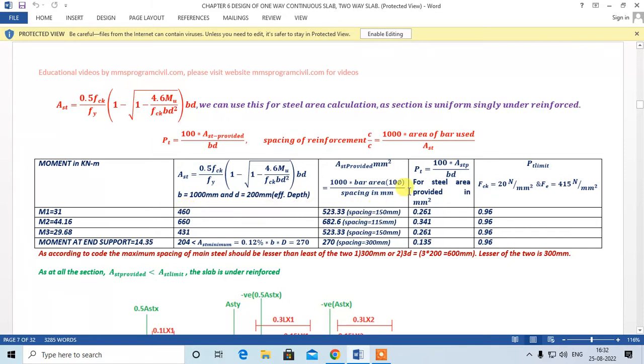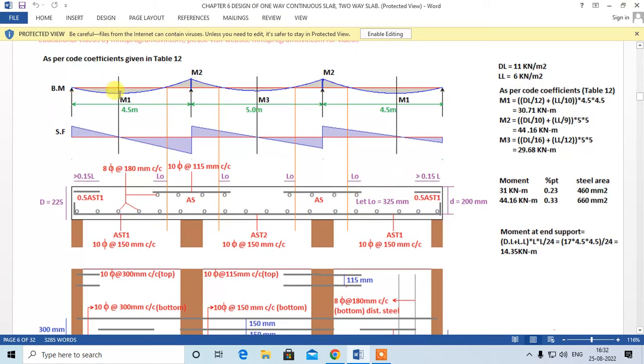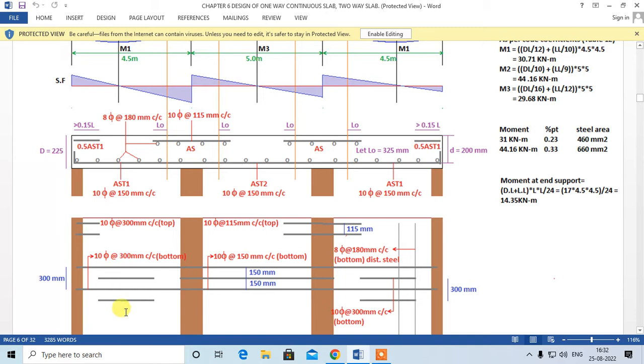So we are going to provide 10 mm dia bar at spacing 150 mm, right? So let me show you the section over here. This is your M1. For this, we have to provide the steel at the midspan. This is the steel which we have provided, 10 mm at 150 mm center to center. The spacing between this and this is 150, this and this is 150, this and this is 150. So one bar I am taking continuous, and another bar I am curtailing over here and over here. So what should be this distance?